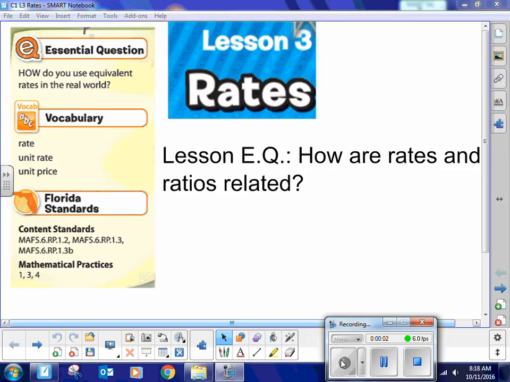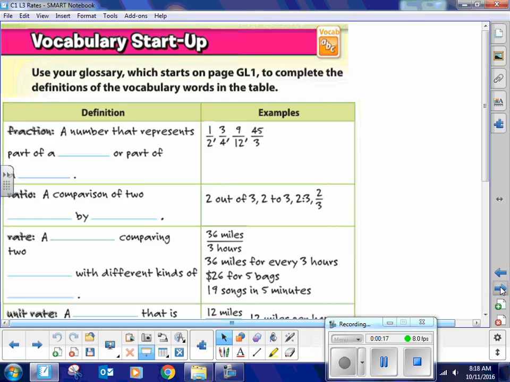This is Chapter 1, Lesson 3, Rates. The main essential question that we've been asking this chapter is, how do you use equivalent rates in the real world? The lesson essential question is, how are rates and ratios related? We'll be able to answer that question almost immediately.